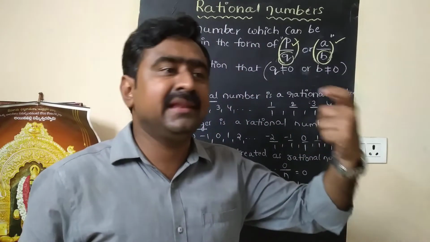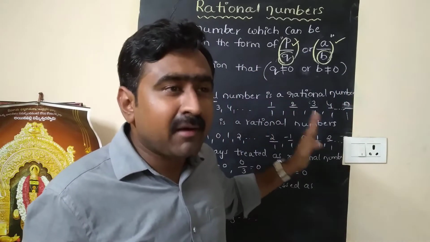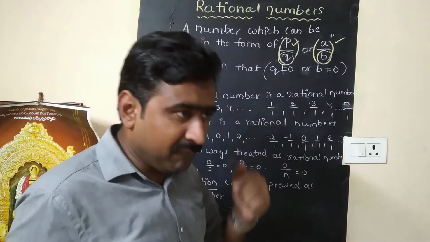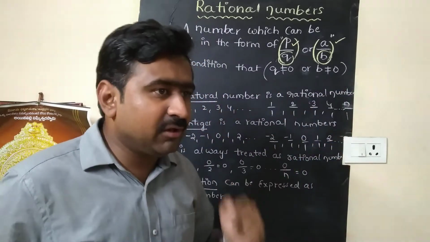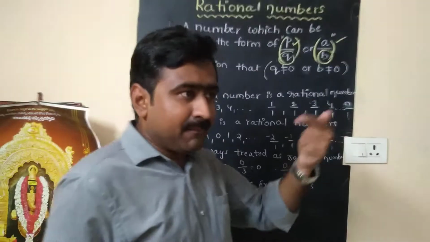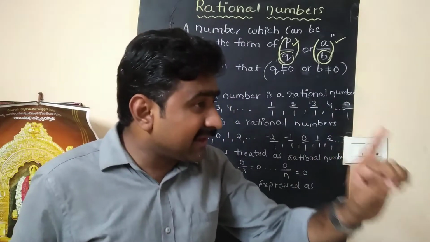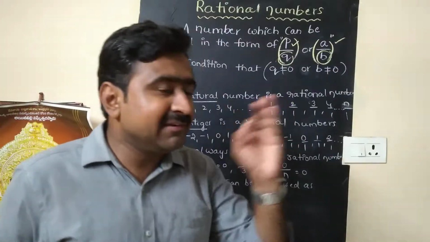You have to keep that condition in mind: if we want to express any number in the form of a rational number, the denominator part should not be equal to 0. For example, if I take the P by Q notation, Q is the denominator part and Q should not be equal to 0. If I take the A by B notation, B is the denominator part and B should not be equal to 0. So that is the condition. In order to express any number in the form of a rational number, that is P by Q form or A by B form, we have to remember one condition: the denominator should not be equal to 0.